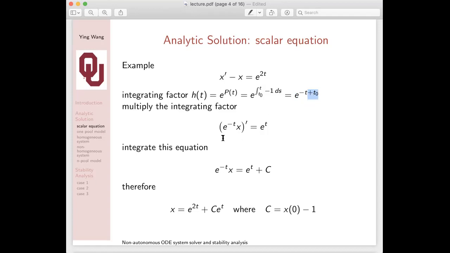And then afterwards, we're going to integrate this equation. Left-hand side becomes e to the power of negative t times x. Right-hand side after the integral is still itself with the integration constant here. So to recover x, we're going to multiply the entire equation by e to the power of positive t. So x is equal to e to the power of 2t plus c times e to the power of t. Plug in the initial condition at t equal to 0. We get that the integration constant c is the initial condition minus 1.